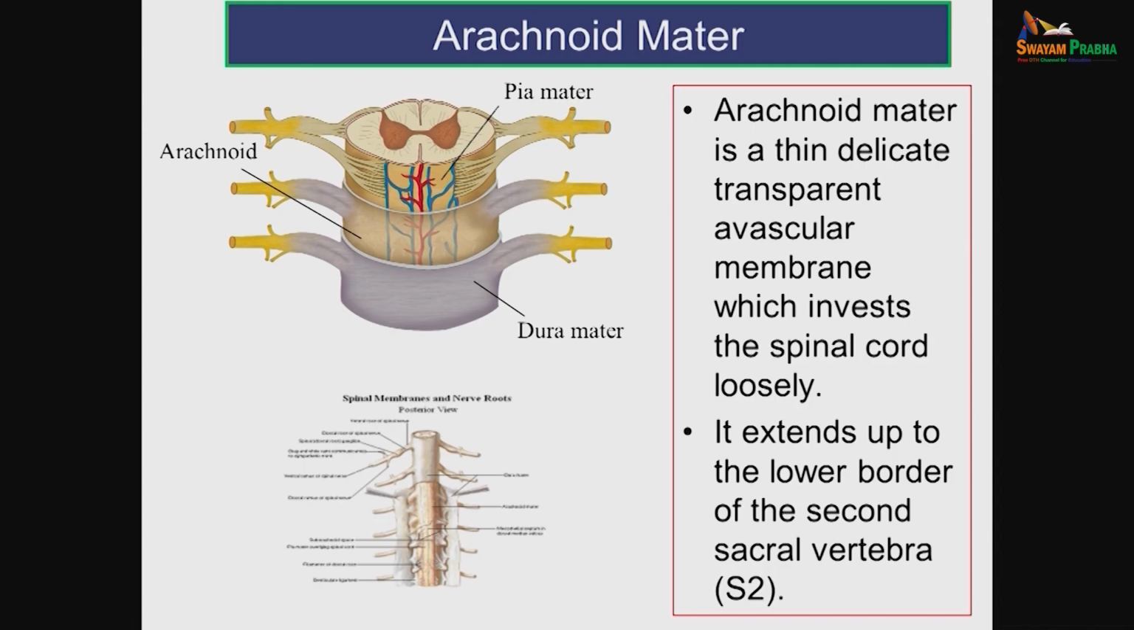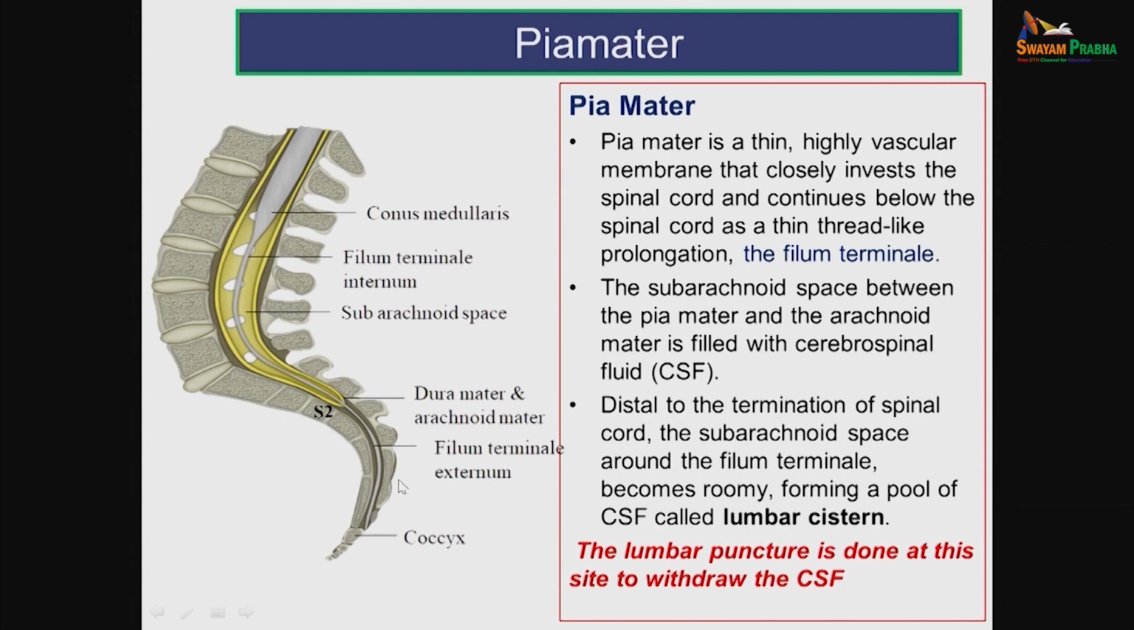This is going to loosely invest the cord. This invests the cord loosely. You can see in the picture below also. Like dura mater, it also extends up to the lower border of the second sacral vertebra. This is very important. The dura mater and arachnoid mater will extend till the level of the lower border of the second sacral vertebra.